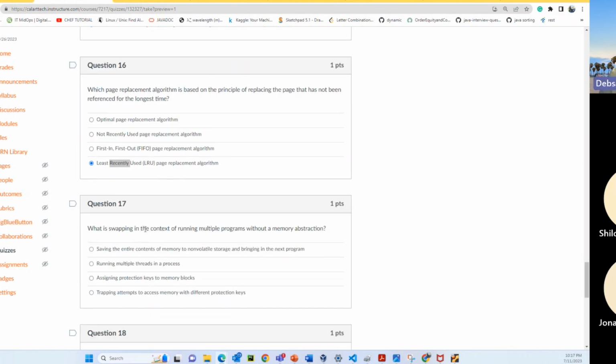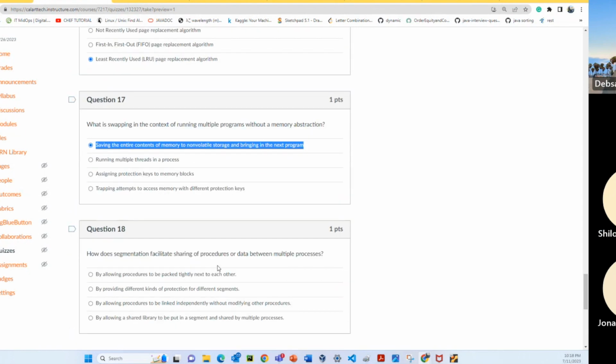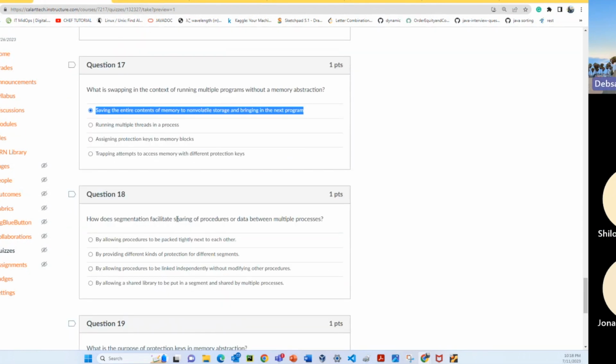What is swapping in the context of running multiple programs without memory abstraction? Basically we have to refer to the swapping. So saving the entire context of memory to non-volatile storage. That is the one. The old operating systems used to use this. So how does segmentation facilitate sharing of procedures or data between multiple processes? So we are doing segmentation.